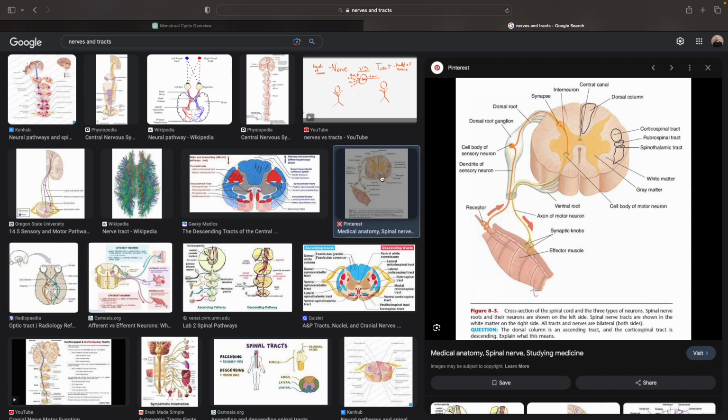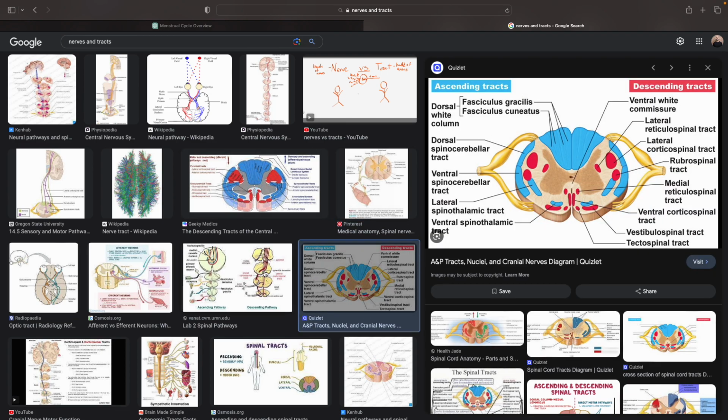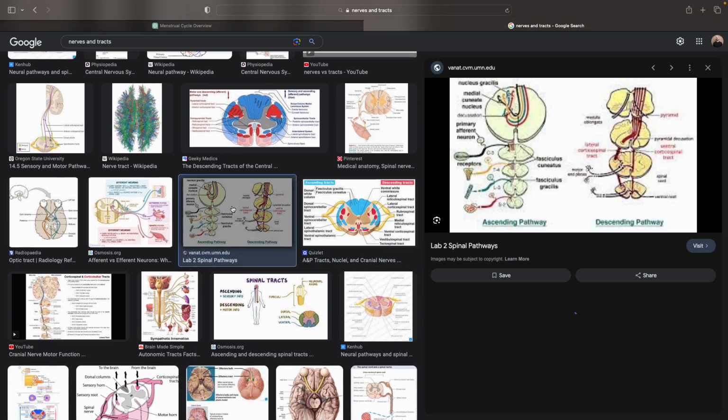So again, corticospinal tract, rubrospinal tract, and spinothalamic tract. We have the dorsal column. Okay. So dorsal spinocerebellar tract. These are all tracts, ascending tracts and descending tracts. Okay.